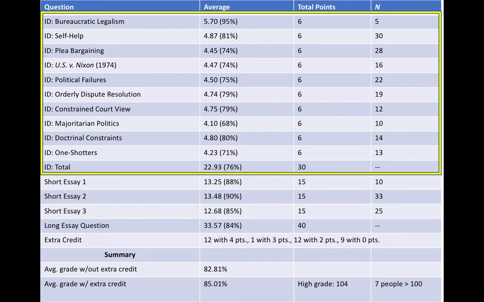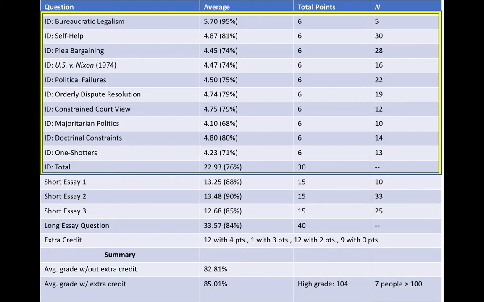So there were 10 IDs. You had to answer 5 of them. They were worth 6 points each. And as you can see, the grades were really actually remarkably consistent across the IDs. Normally there are a few outliers, some that are really low, some that are really high, but you guys tended to do the best on bureaucratic legalism, although maybe not surprisingly, that was also the one that the fewest number of you answered.